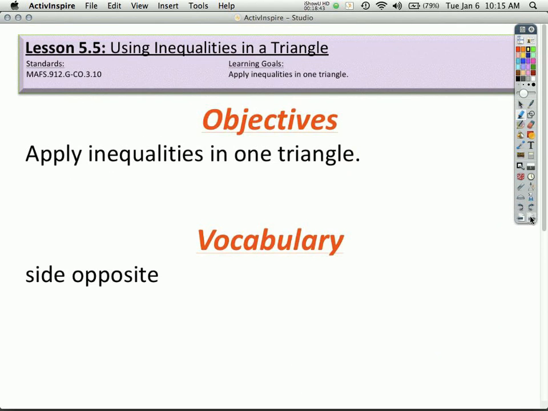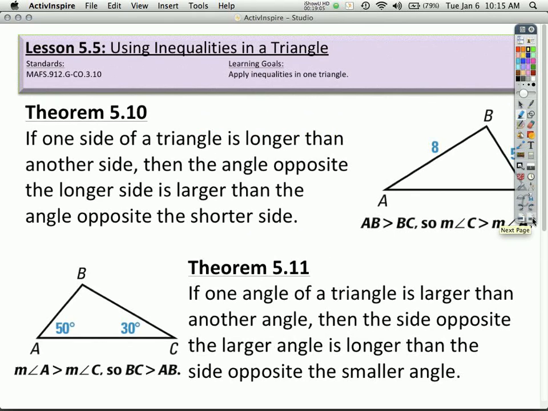Okay. Today's objectives are to learn how to apply inequalities with one triangle. Next time, we're going to learn how to apply it with 2 triangles. And you're going to also start hearing the phrase side opposite or opposite side. You've heard it before. It's not really new, nor is it very complicated to understand. So let's go ahead and get started with the theorems.